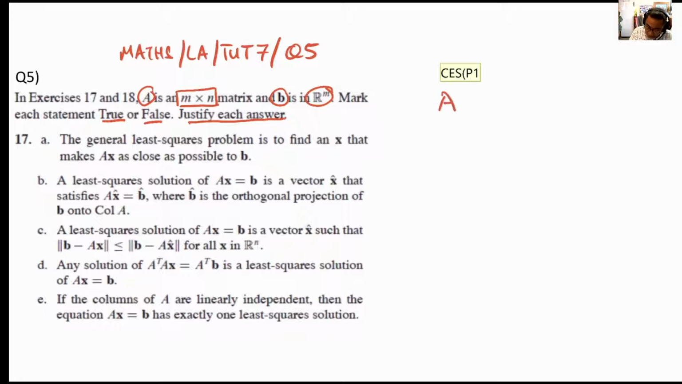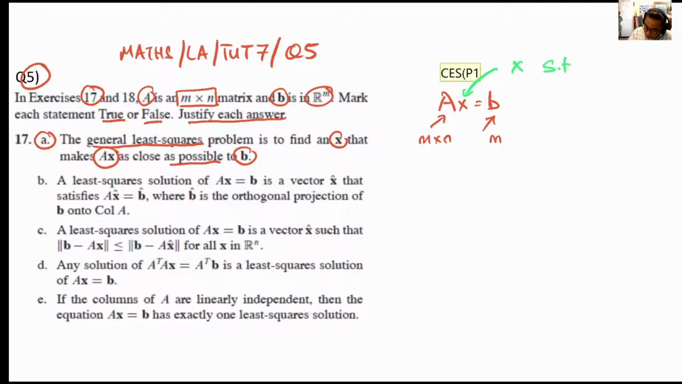So the problem is the problem of Ax equals B, where A is an m by n matrix and B is an m-dimensional vector. In the first part of question number 5, from exercise 17a, the question is: the general least squares problem is to find an x such that Ax is as close as possible to B. So we are asking to solve for x such that the norm of B hat minus B, the actual B given, is as close as possible.